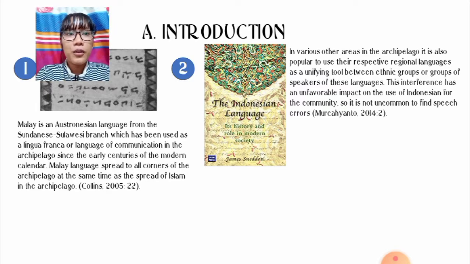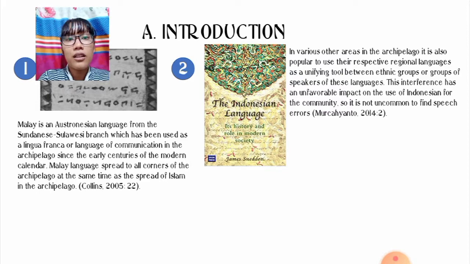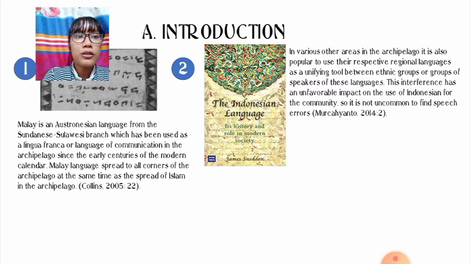For the first part, the introduction. Number 1, according to Collins, Malay is an Austronesian language from the Sundanese-Sulawesi branch. It has been used as a lingua franca, or language of communication, in the archipelago since the early centuries of the modern calendar. Number 2, according to Murchayanto, in various other areas in the archipelago, it is also popular to use their respective regional languages as a unifying tool between ethnic groups or groups of speakers of that language.